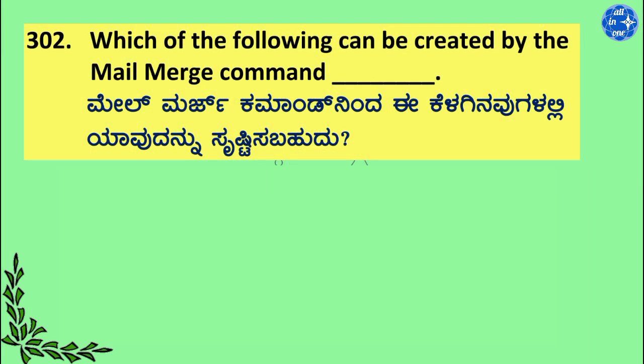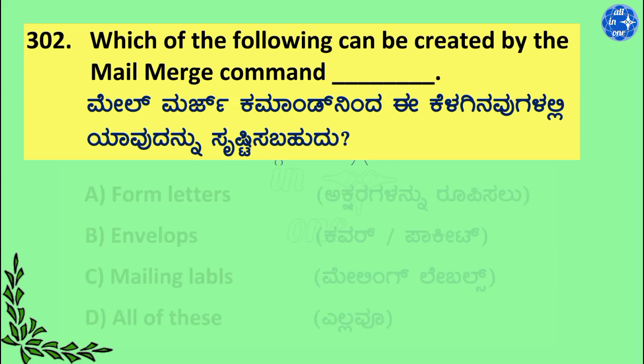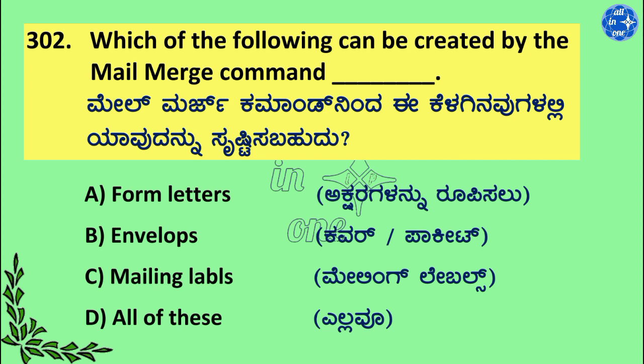Question: which of the following can be created by the mail merge command dash? Option: form letters, envelopes, mailing labels, and all of these. Right answer is all of these.